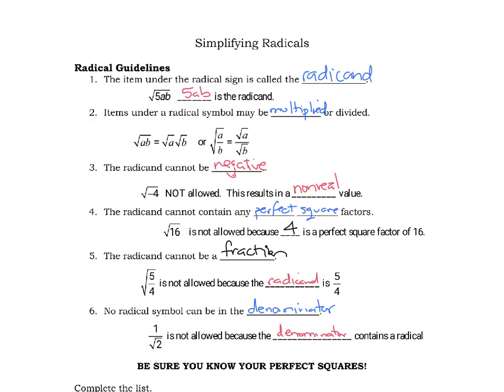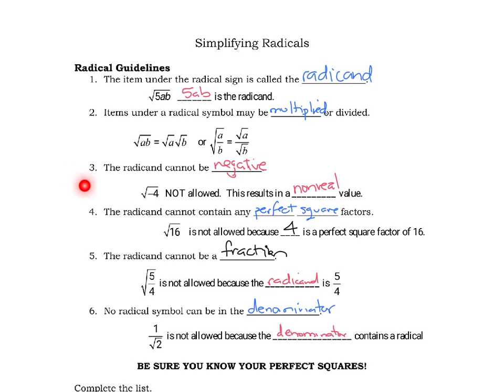Number 2. Items under a radical symbol may be multiplied or divided. So if you have square root of AB, it is the same thing as saying square root of A times the square root of B. Or if you have the square root of A divided by B, it's the same thing as saying square root of A divided by the square root of B.